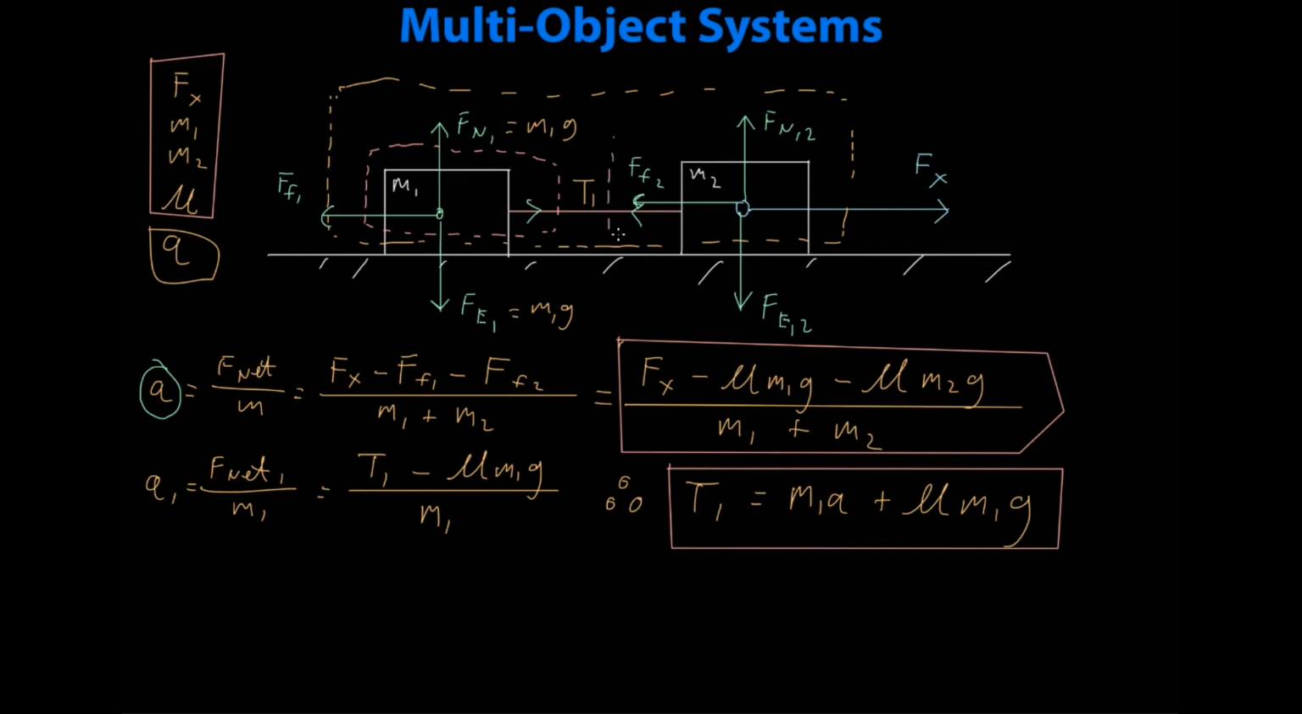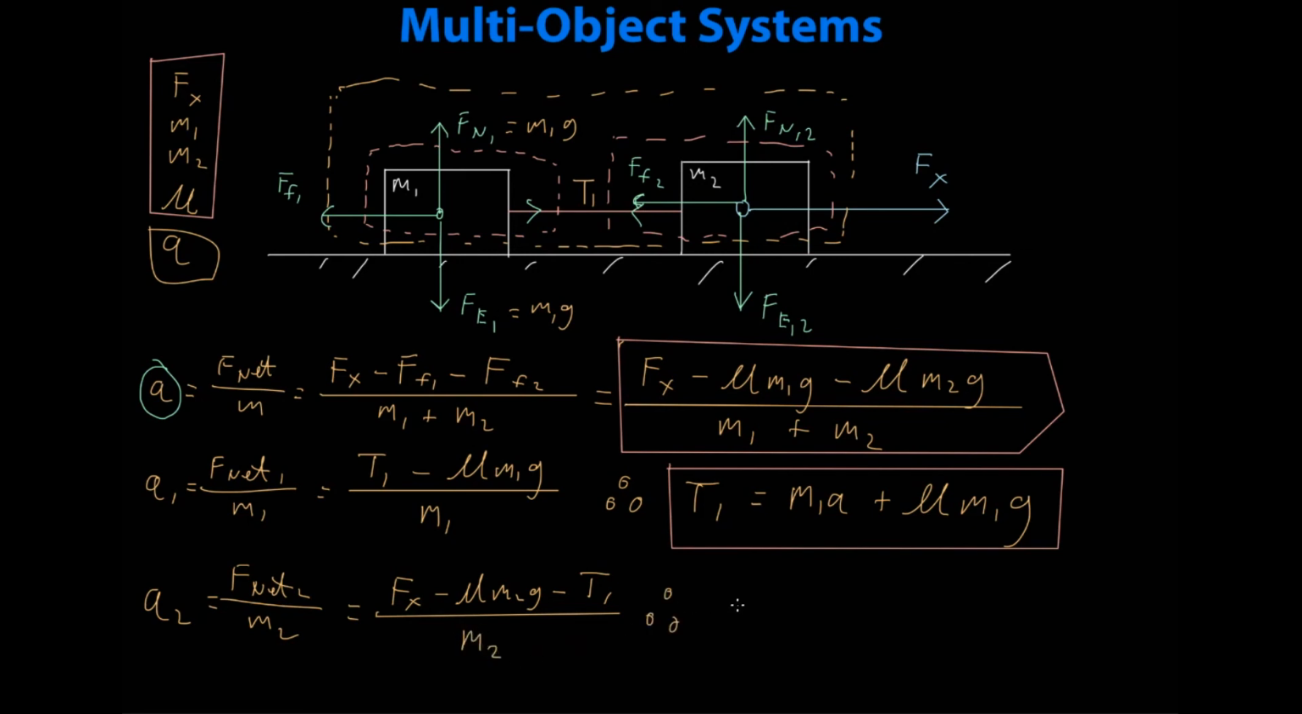So just to show you, I'm now going to isolate mass 2. Again, I get tension 1. Acceleration 2 is F net of 2 over mass 2. F net on 2 is force X minus force friction on 2, which is mu m2g, minus tension 1, because tension 1 is pulling to the left, over mass 2. Therefore, tension 1 equals Fx minus mu m2g minus m2a.